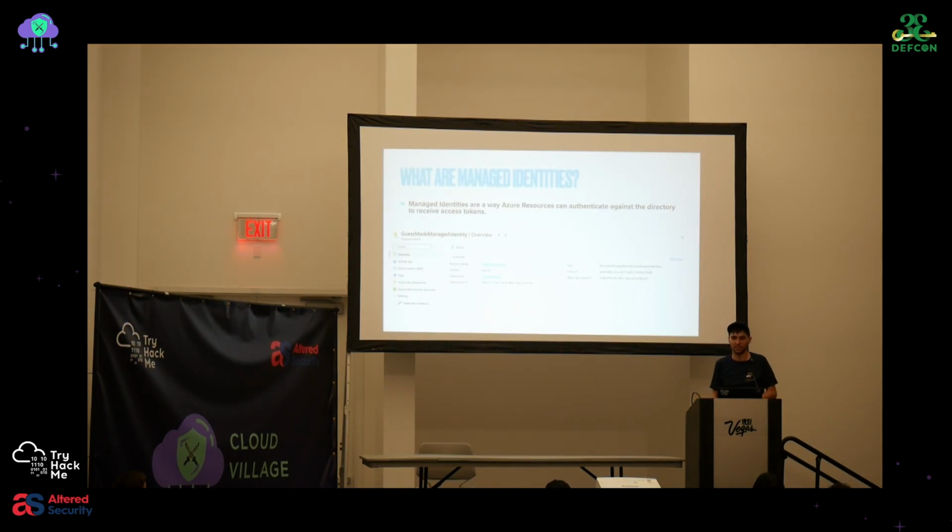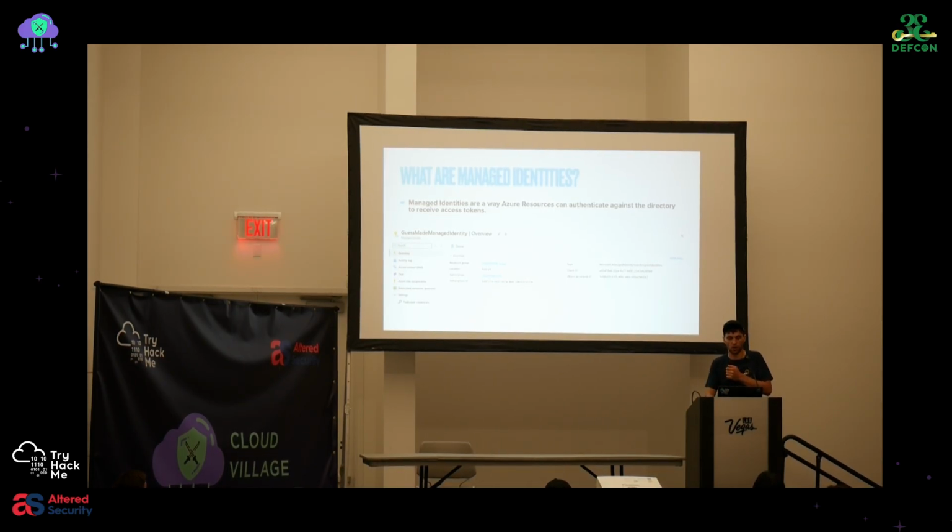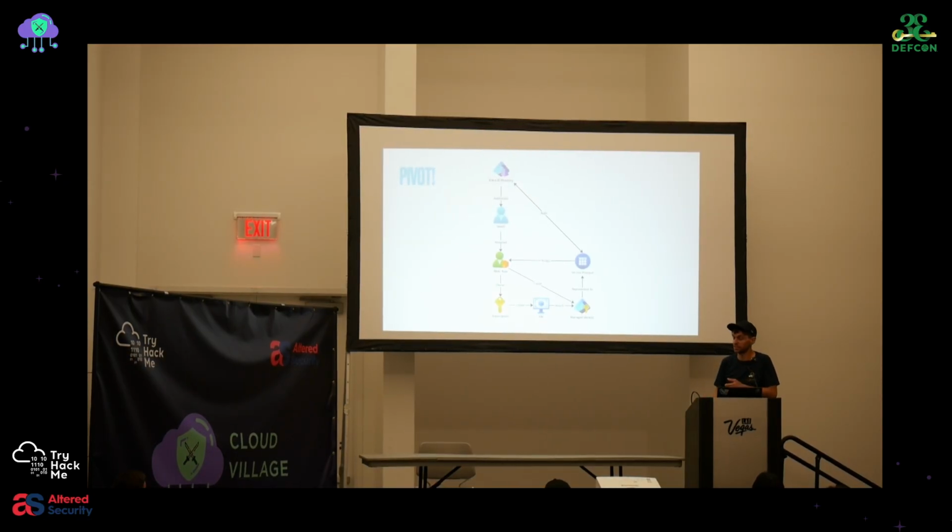So what are managed identities? Managed identities are a way that we can give Azure resources an identity. Under the hood, after we create a managed identity, we can attach it to a VM. That managed identity is represented as a service principal because, as we went through before, that's one of the fundamental security principals in Entra ID. And then that service principal can authenticate to the directory and get access tokens.